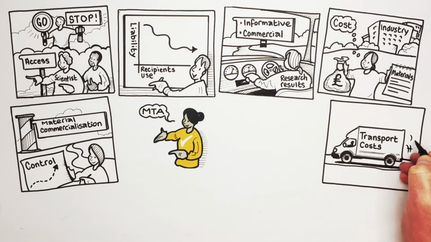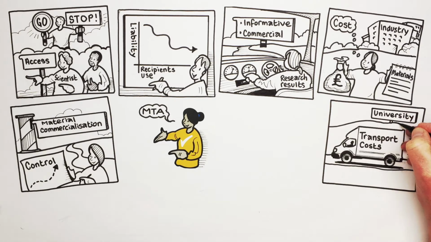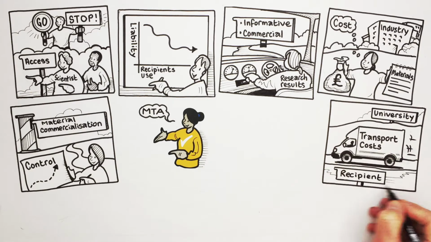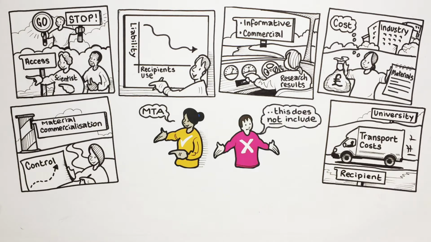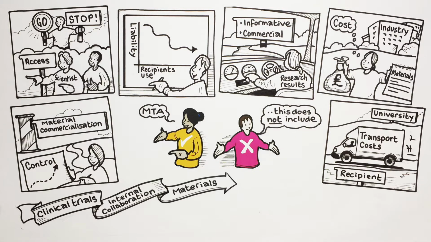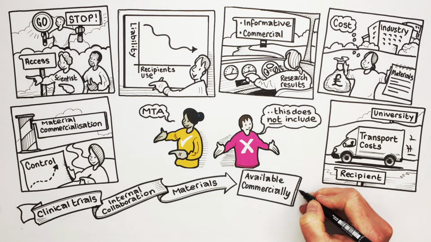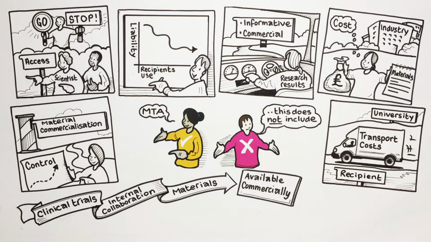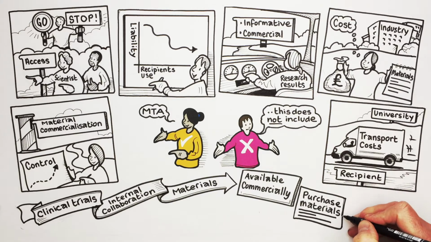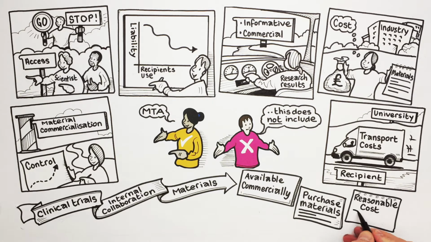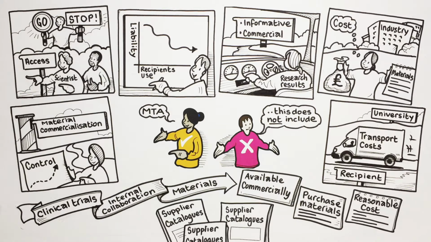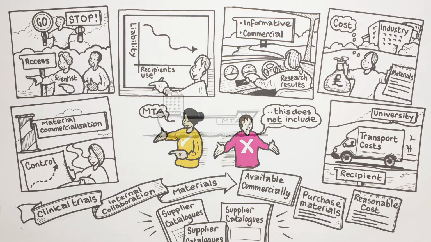For example, the material may be provided by the university free of charge, but the recipient must pay for the transport costs. This does not include clinical trials, internal collaboration, or materials that are readily available commercially. In this case, PIs are encouraged to purchase materials over proceeding with an MTA if materials can be provided at a reasonable cost. Please always check relevant supplier catalogues as the material you require may be commercially available.